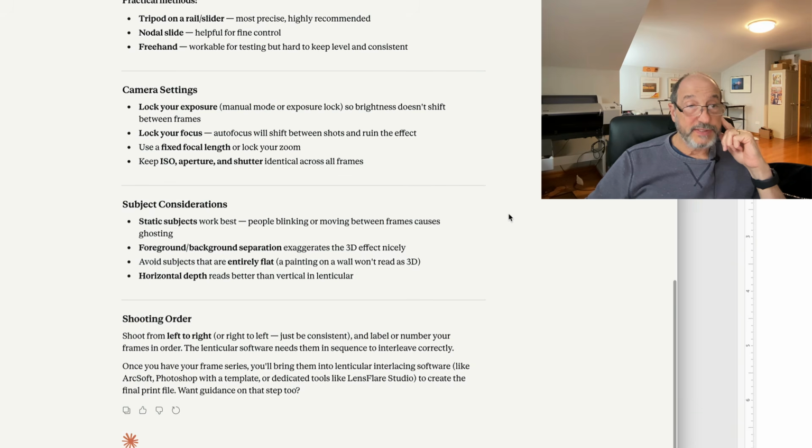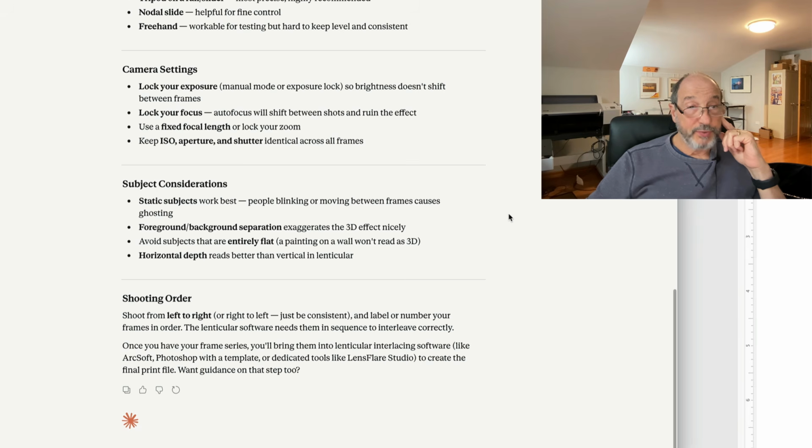Subject consideration, static subjects were best, true. Foreground, background separation exaggerates the 3D effect nicely. Avoid subjects that are entirely flat, like a painting on a wall, won't read as 3D. Duh. Horizontal depth reads better than vertical in lenticular. That makes no sense at all. Horizontal versus vertical depth. Okay. Shoot it from left to right or right to left, just be consistent.